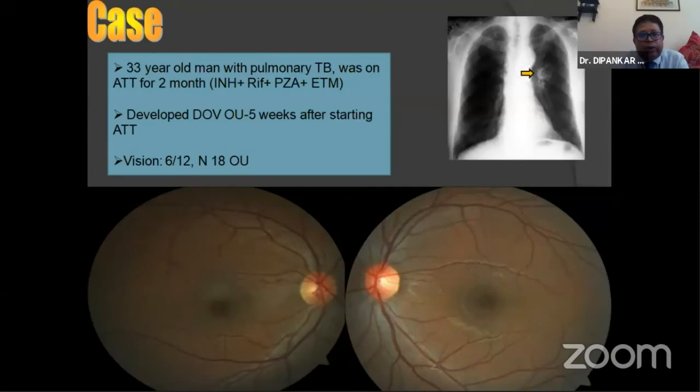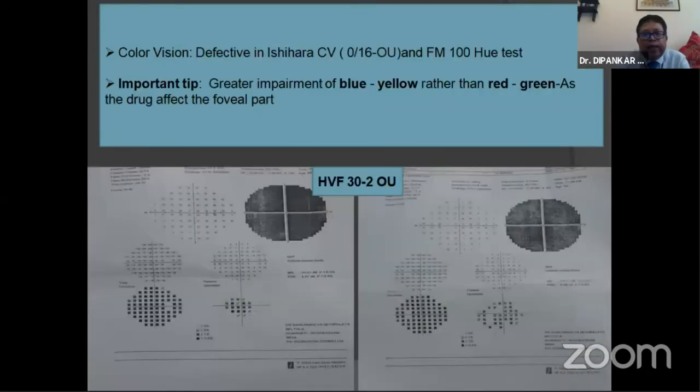The second case, as some of the instructors have shown, is about what happened in TB cases with ethambutol. This is a 33-year-old man with pulmonary TB, on ATT for 2 months. INH, rifampicin, pyrazinamide, and ethambutol were given. The person developed dimness of vision 5 weeks after starting ATT. Vision was 6/12 and 6/18, almost symmetrical in both eyes, and you see a normal fundus and low vision.